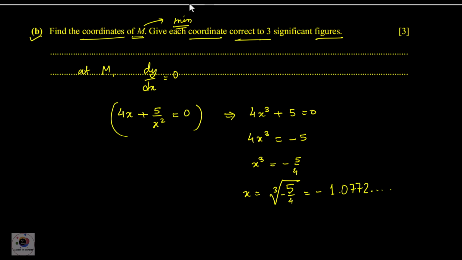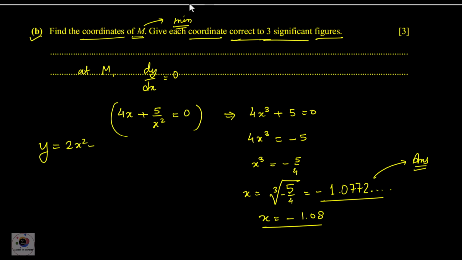The value is -1.0772 and so on, and since we need to write our answer correct to 3 significant figures, x equals -1.08. Since we got this value in the calculator, it is stored in the answer key, so we will use the same value. Since we need to find the coordinates, y is given as 2x squared minus 5 over x plus 3, and we'll plug this into the calculator, replacing x with the answer, and we will get the answer directly.